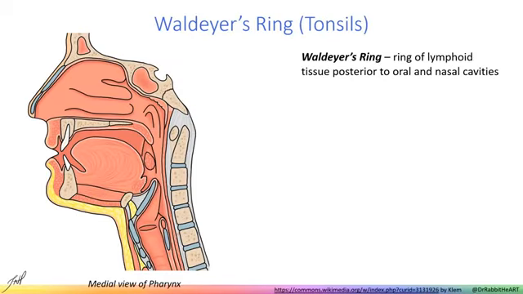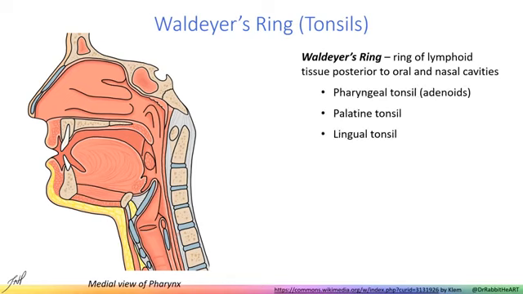Within the pharynx, Waldeyer's ring forms a complete circle of lymphatic tissue behind the oral and nasal cavities. This ring is composed of three collections of lymphatic tissue called tonsils, including pharyngeal, palatine, and lingual tonsils. The pharyngeal tonsil, also known as the nasopharyngeal tonsil or adenoids, is located at the superior most end of the pharynx, behind the nasal cavity.